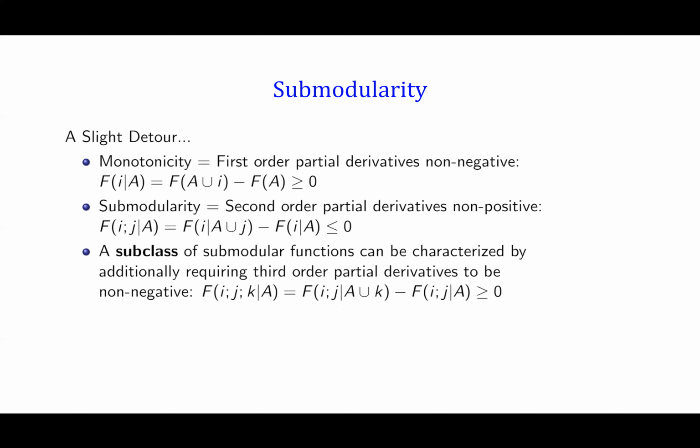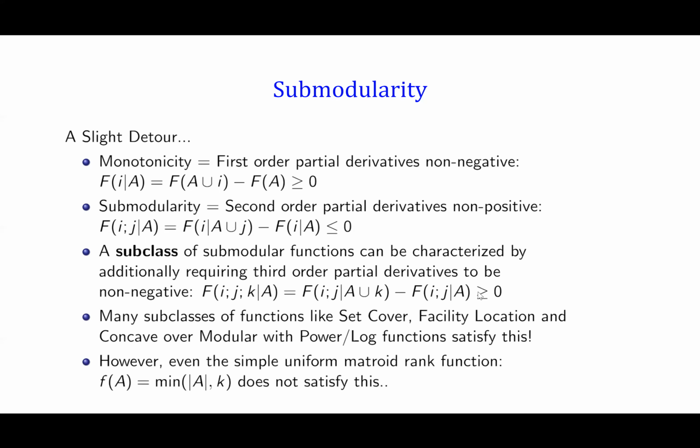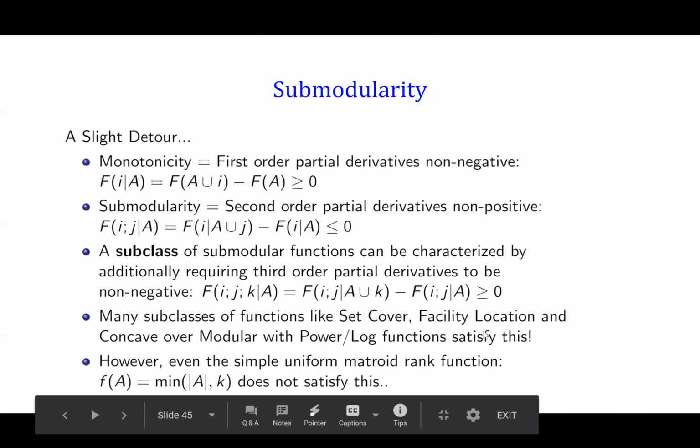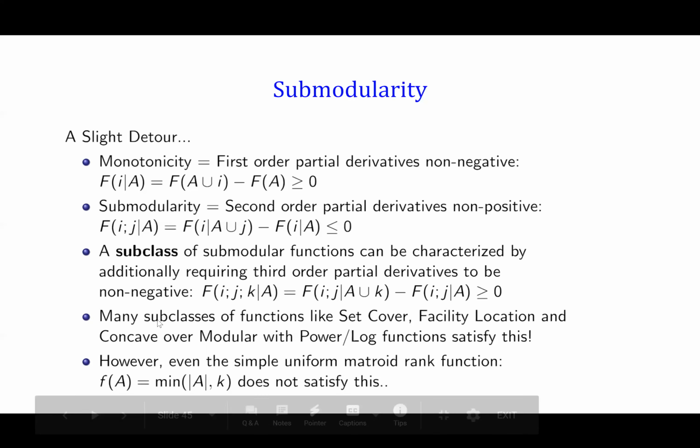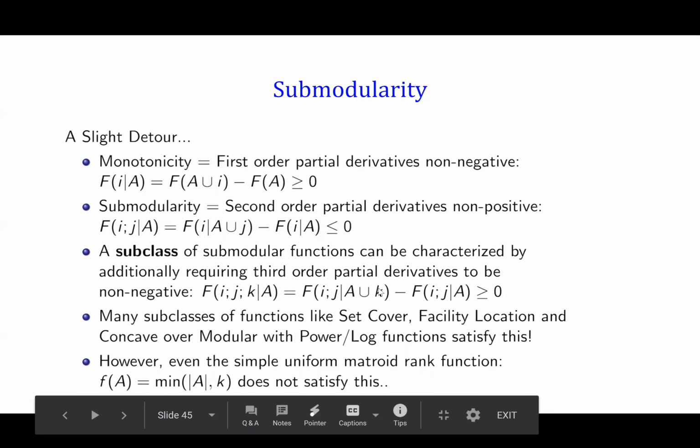However, you can define an additional requirement on certain submodular functions: if they satisfy the third order partial derivative being non-negative, which is this quantity f(i, j, k given A) being greater than or equal to 0, then this subclass is interesting. It turns out that set cover, facility location, concave over modular, etc., quite a few functions satisfy this property. But even certain very simple functions like the uniform matroid rank function do not satisfy this property for one particular subset.